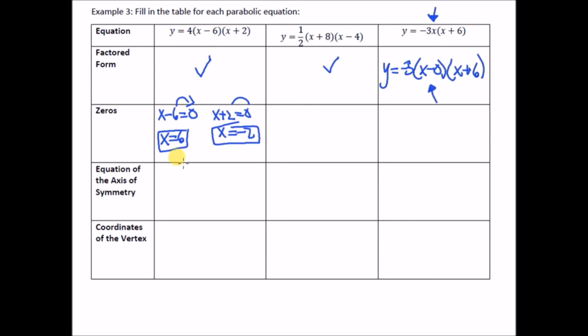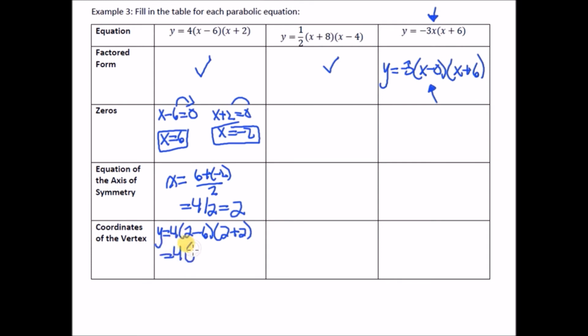I'm going to go down now. Equation of the axis of symmetry. It's always in the form x equals the sum of the zeros over 2: 6 plus negative 2 over 2, which is 4 over 2, and I get 2. The coordinates of the vertex. So we have the equation of the axis of symmetry. Let's just sub in 2 minus 6, 2 plus 2.